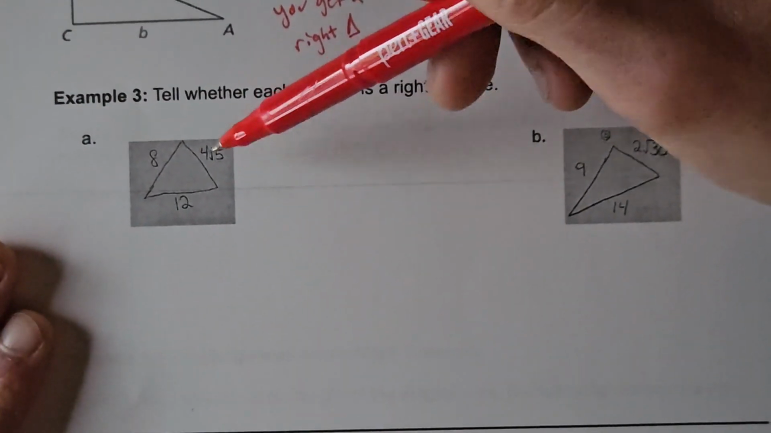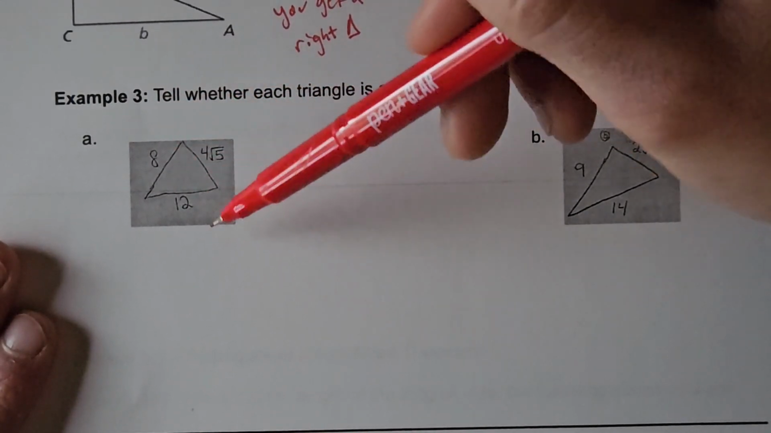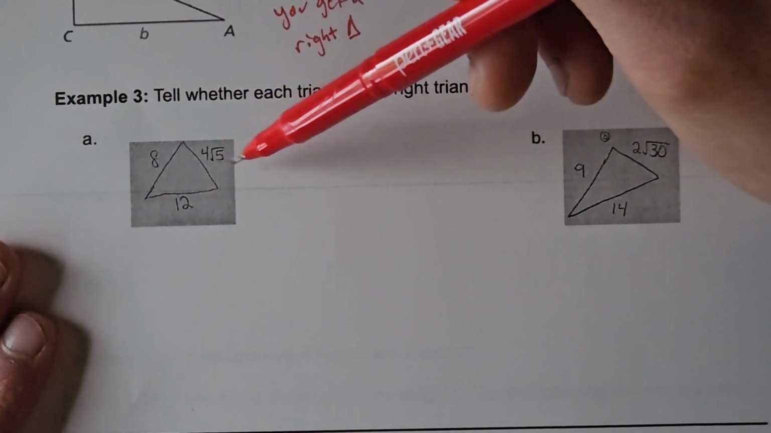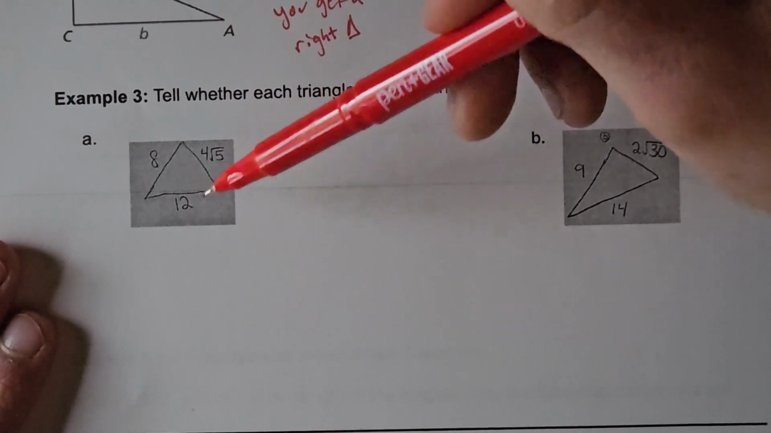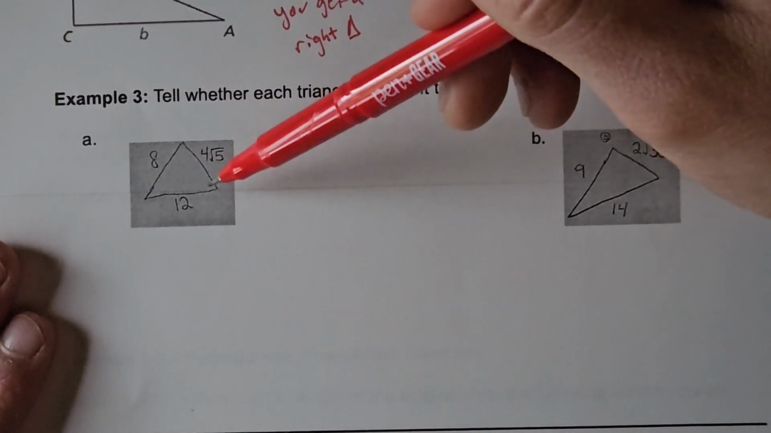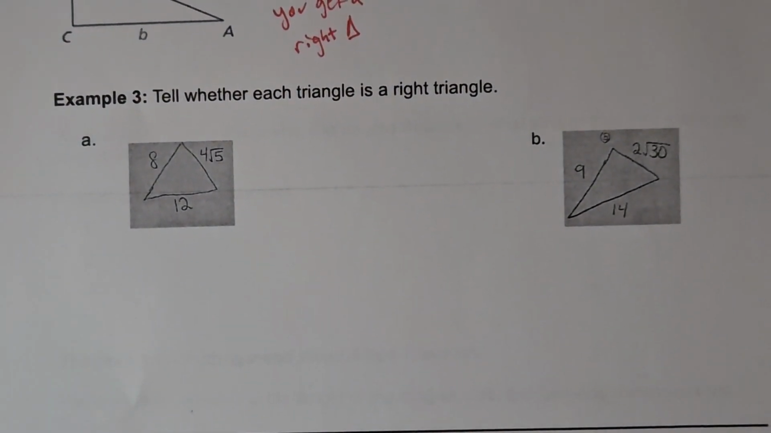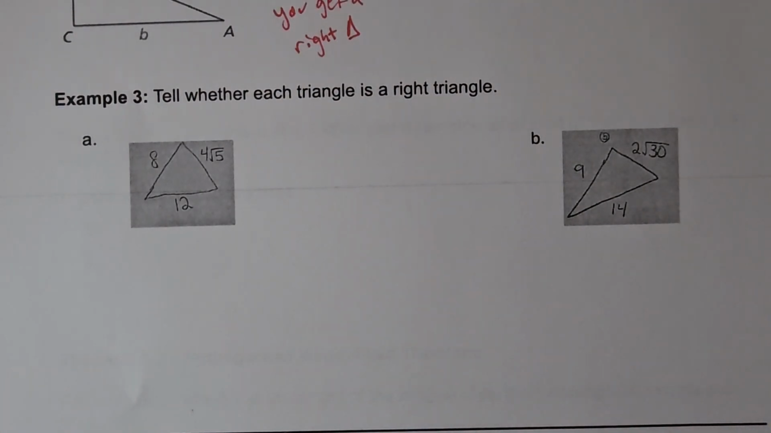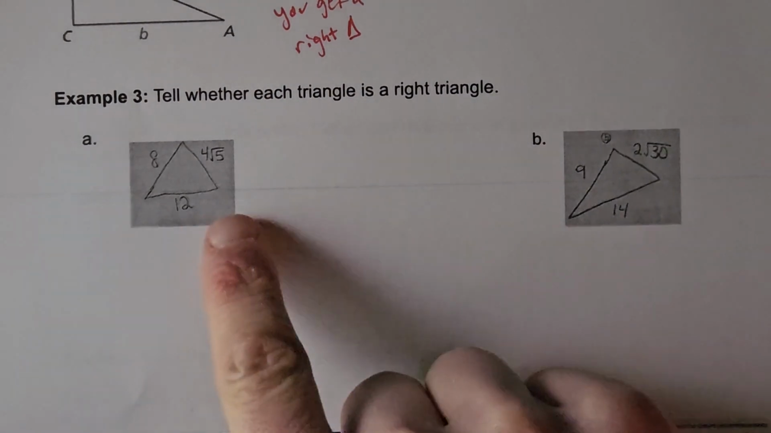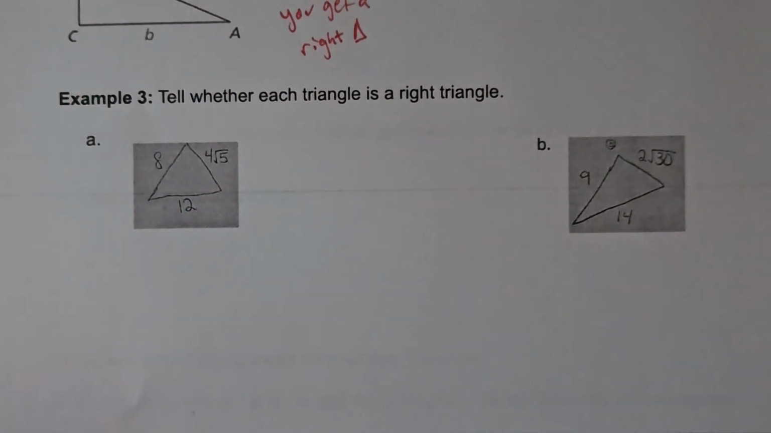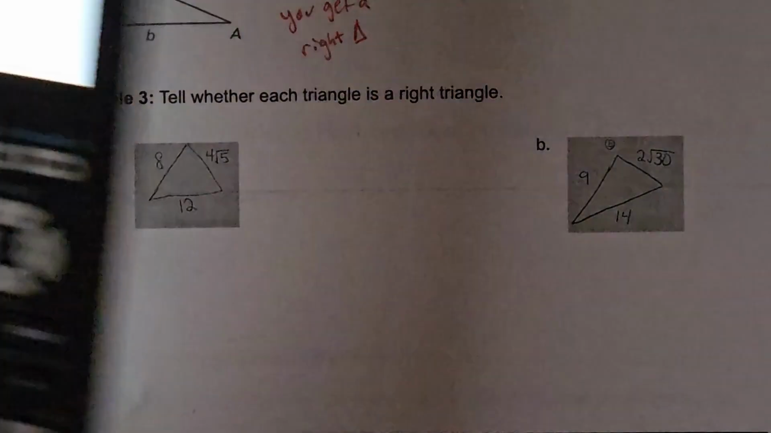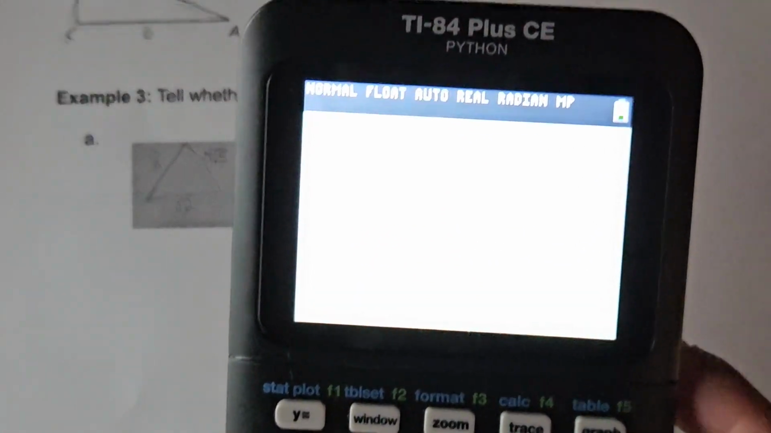Looking at example A, I have the side lengths 8, 12, and 4 square root of 5. I need to figure out which side is the longest side. That's going to be my c value. This is the only time I will ever let you use a decimal with a radical, because you need to figure out what 4 square root of 5 is. You don't know that off the top of your head. So take your calculator and you plug it in.